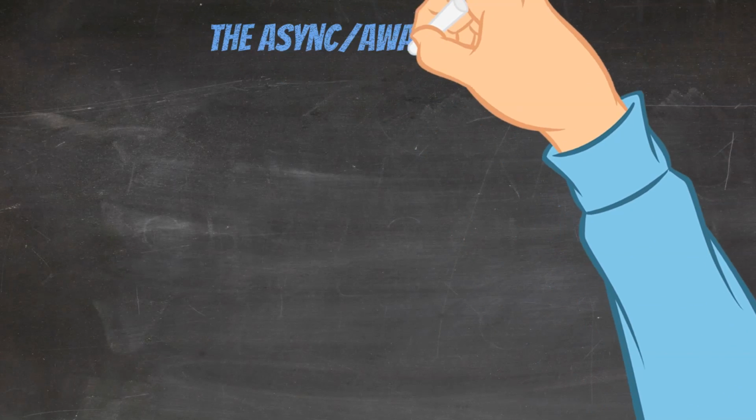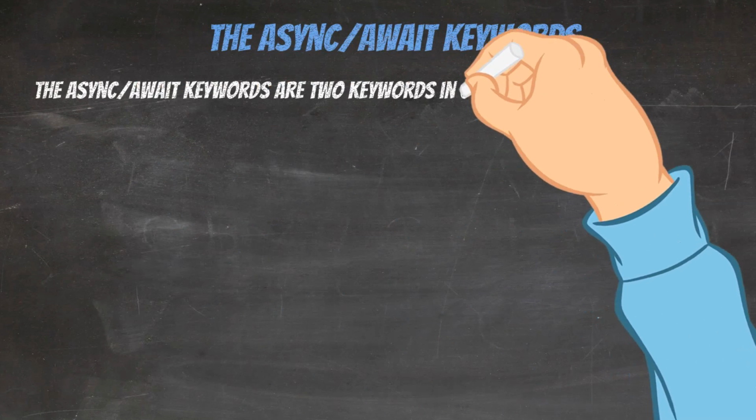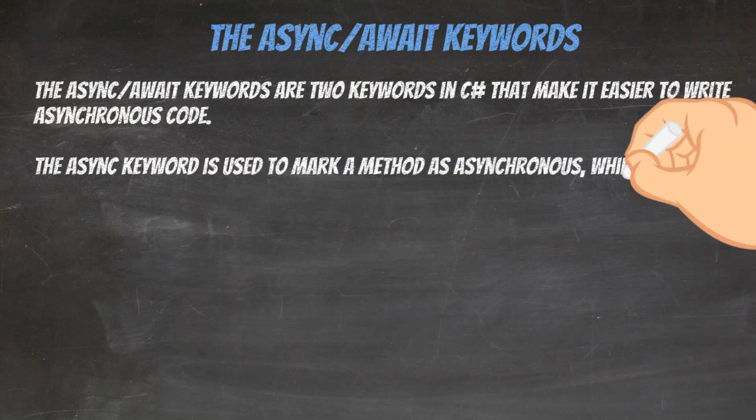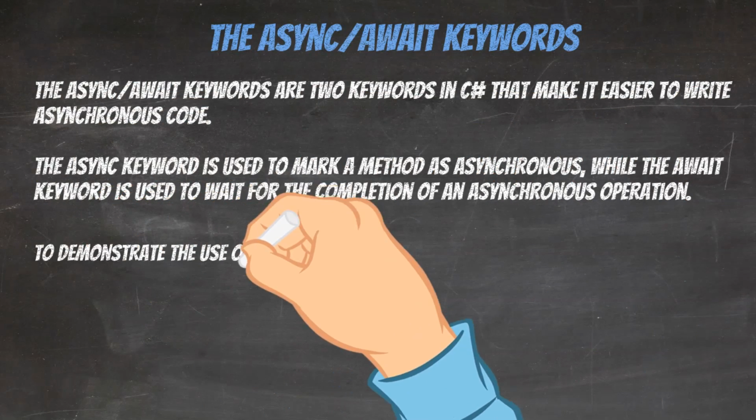The async/await keywords. These are two keywords in C# that make it easier to write asynchronous code. The async keyword is used to mark a method as asynchronous, while the await keyword is used to wait for the completion of an asynchronous operation.